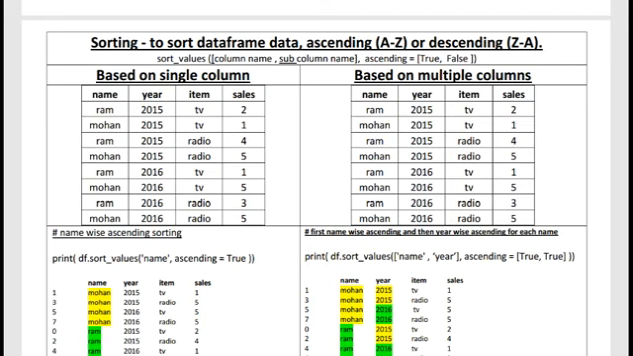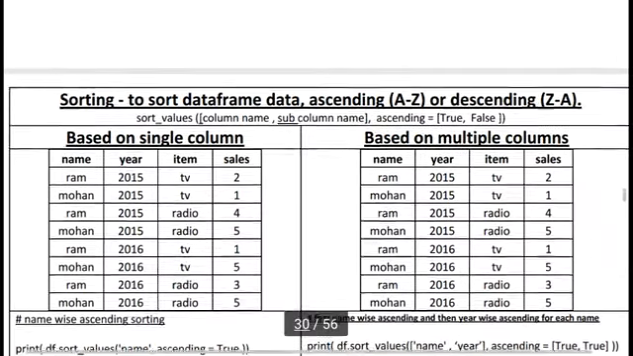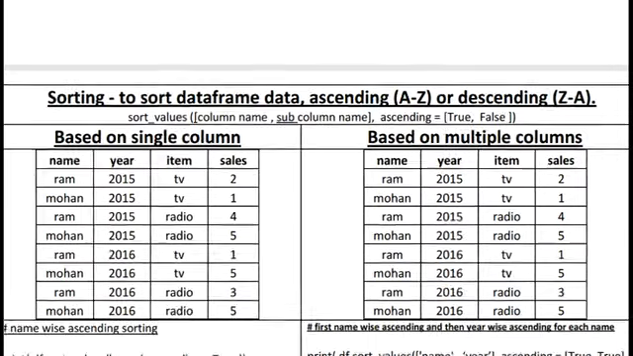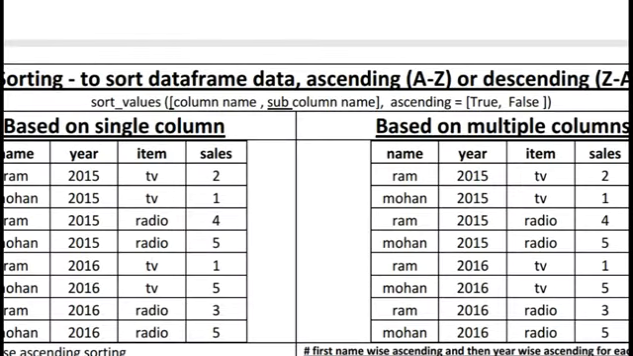So you can see, sorting means to sort data frame data in ascending or descending order. Ascending means always lowest to highest, and descending means always highest to lowest. We can also say for ascending A to Z, or 1 to 100, and for descending we can also say Z to A, or 100 to 1.